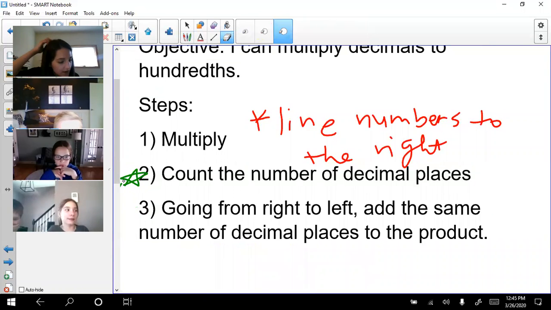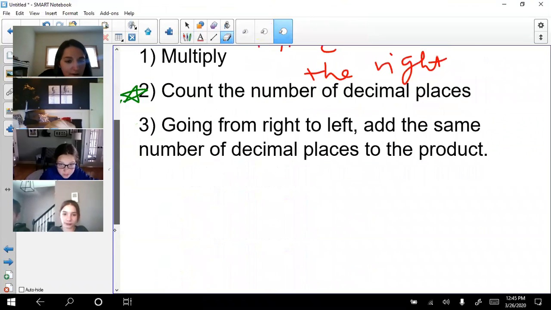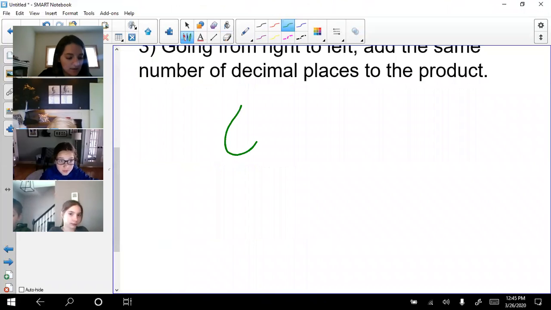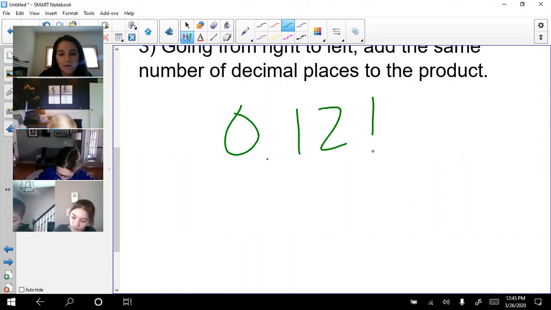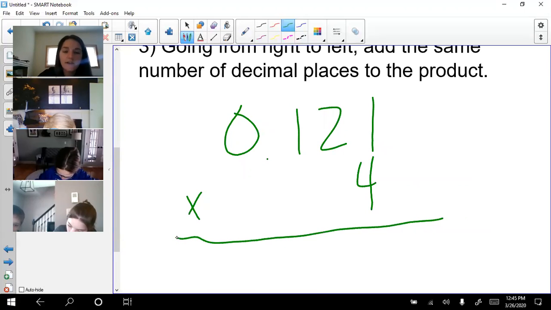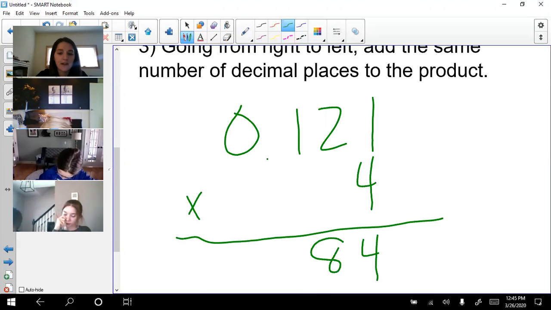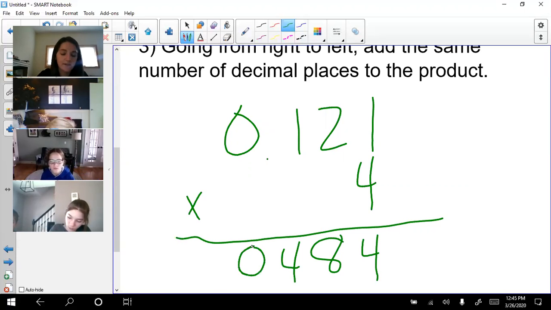All right, so let's go ahead and do this problem right here. We have 0.121 times 4. Notice I lined the numbers all the way to the right, and I'm going to multiply like normal. So 4 times 1 is 4. 4 times 2 is 8. 4 times 1 is 4. And 4 times 0 is 0.